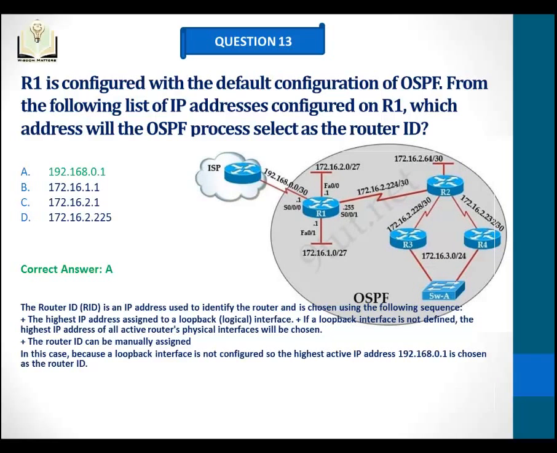And the correct answer is 192.168.0.1. The router ID is an IP address used to identify the router and chosen using the following sequence: the highest IP address assigned to the loopback logical interface, or if a loopback interface is not defined, the highest IP address of all the active router's physical interfaces will be chosen. The router ID can be manually assigned. In this case, because a loopback interface is not configured, the highest active IP address, 192.168.0.1, is chosen as the router ID.